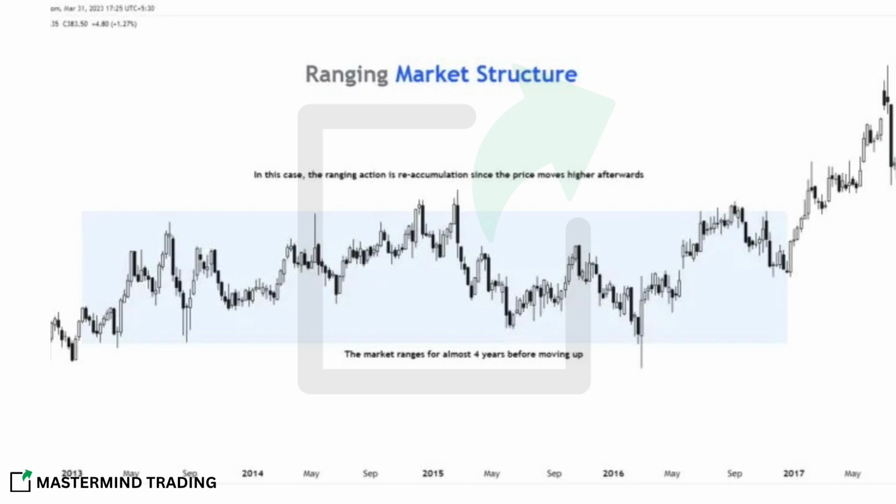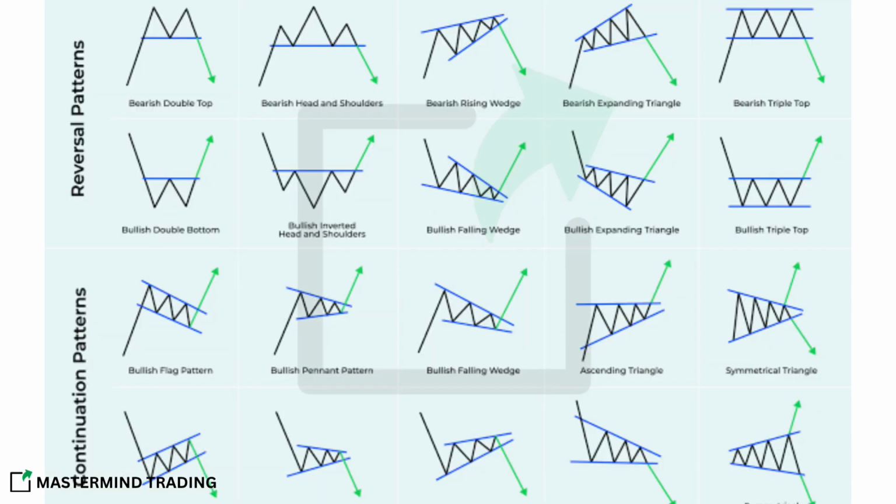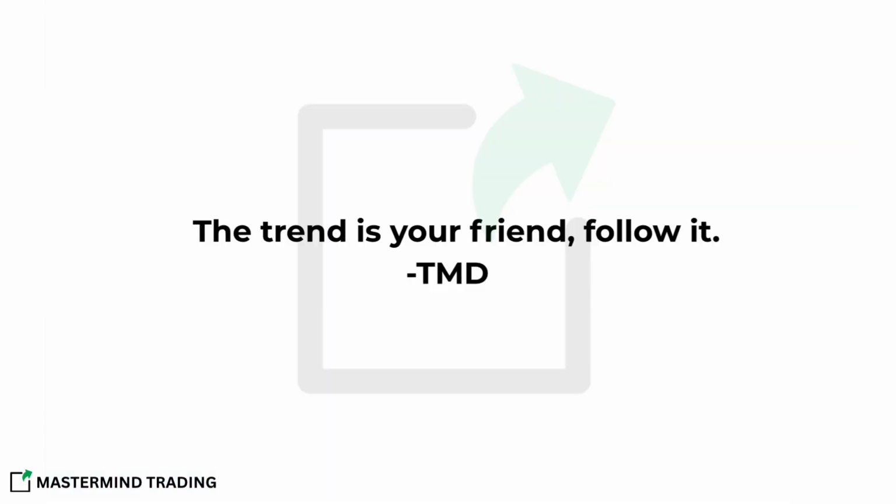So these are basically the three major market structures that we have based on the direction of a trend: an uptrend, a downtrend, and a ranging market. While these are the three major trends we have in the market, traders still look for various market patterns in an uptrend or in a downtrend in an attempt to look for opportunities in the market.